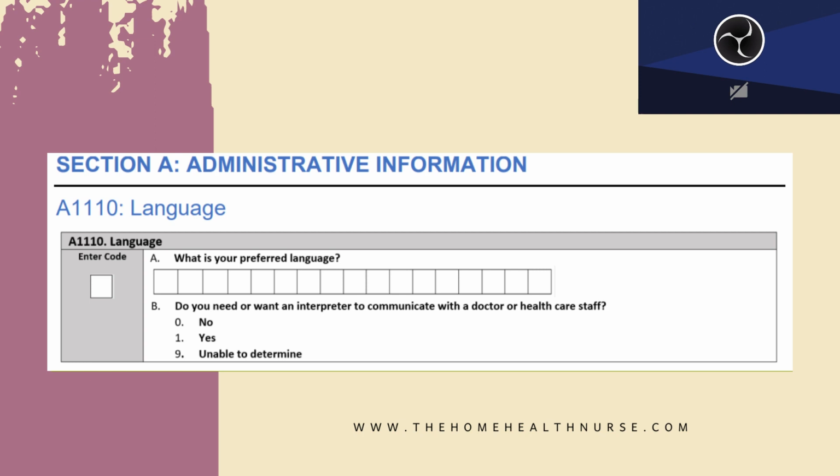For section B, do you need or want an interpreter to communicate with a doctor or healthcare staff? The box is listed to the left for you to enter the code 0 for no, 1 for yes, and 9 unable to determine. You can determine this question by healthcare proxy if that is available. And if no one is available to help answer this question for the patient, if they are unavailable to do so, then you can always put a 9. A dash is not an appropriate response for part B of this question.